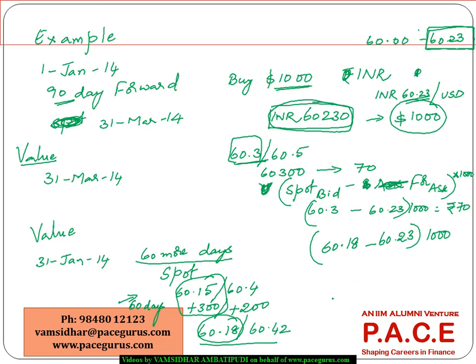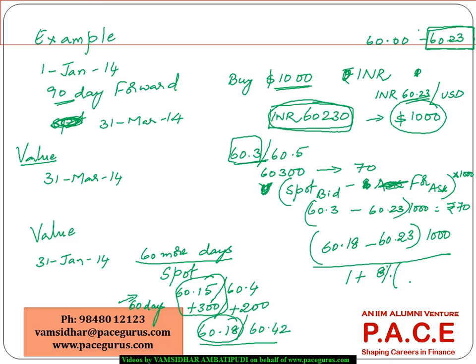So if I want to know what is the equivalent profit or loss on 31st Jan, all I should do is discount it based on the price currency. Let's say 8% is the interest rate in the price currency, which is in Indian rupees.